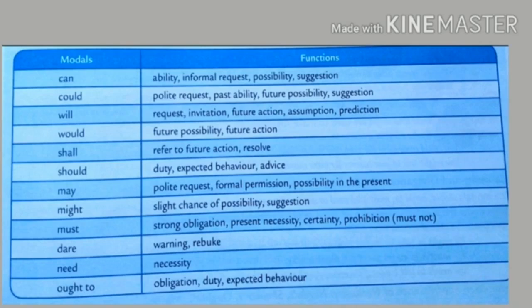Next modal is may. Polite request. May I get a coffee? It's a very humble request. It comes for formal permission also. May I get a coffee please, sir? Next one, possibility in the present. We saw it before. If you disturb the class, you may get into trouble. That is the possibility in the present.